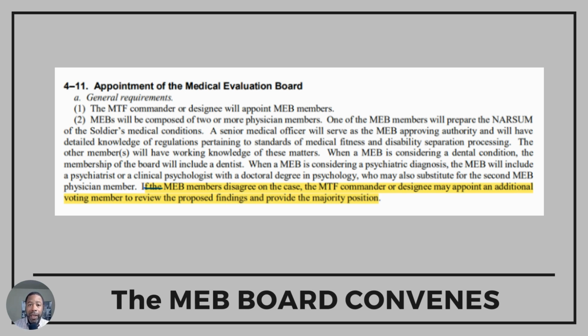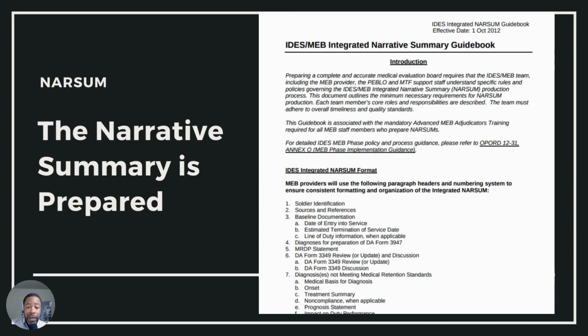Like, where's the NARSM coming from and what are they going to do with this board? So this is the narrative summary, and I pulled this from the IDES MEB Integrated Narrative Summary Guidebook. It's kind of old, but I thought it's relevant because it shows you the components of the narrative summary. Of note, take a look at number 5, MRDP statement. There's a statement that they're going to write that says that you met the medical retention determination point. There's other information about the baseline of your condition, and the diagnosis and prognosis for your condition.